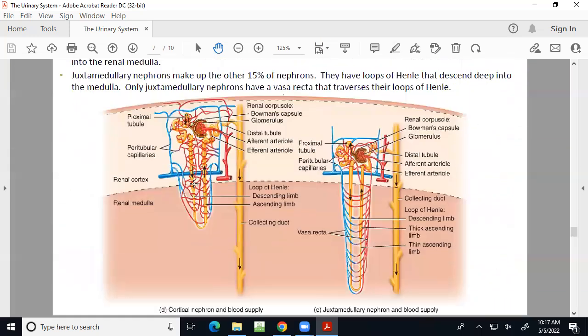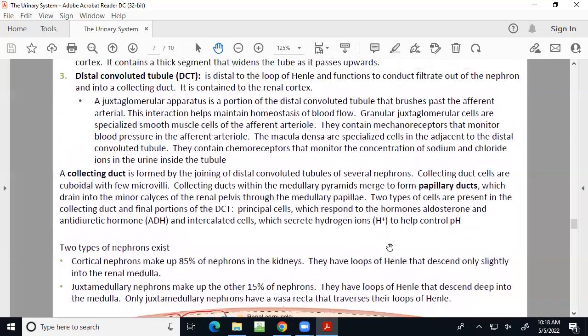So from the ascending limb, we come back out into the cortex, where we then see the tubule jumble up again, which is why we call this the distal convoluted tubule, or as it's just labeled here, the distal tubule. This is our last segment of our nephron, which then conducts the filtrate out of the nephron and into a collecting duct. Associated with this distal convoluted tubule is what we call the juxtaglomerular apparatus, which is a portion of the distal convoluted tubule that brushes right past that afferent arteriole that we talked about on the previous page. And this interaction helps maintain the homeostasis of blood flow.